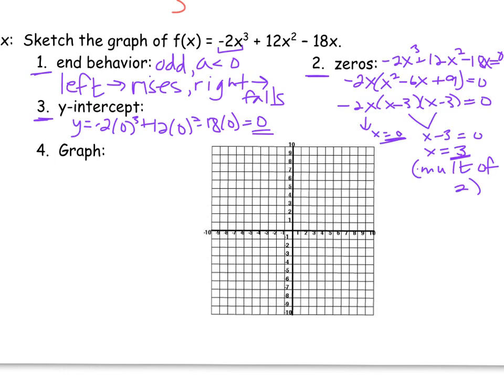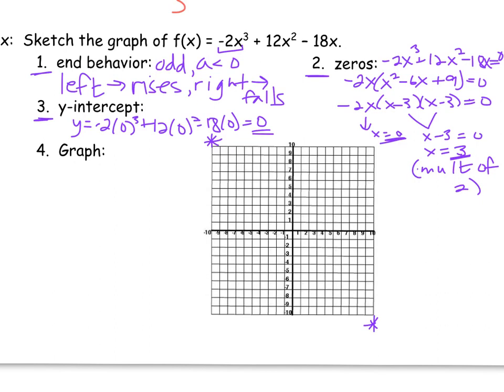For my end behavior, I notice we have an odd polynomial function because the degree is 3. The number in front is -2, and that's less than 0. What that tells us on our graph is that on the left-hand side, the graph will rise, so the arrow should be pointing up. But on the right-hand side, the graph falls. So somewhere over here on the right, the arrow will go towards -infinity.